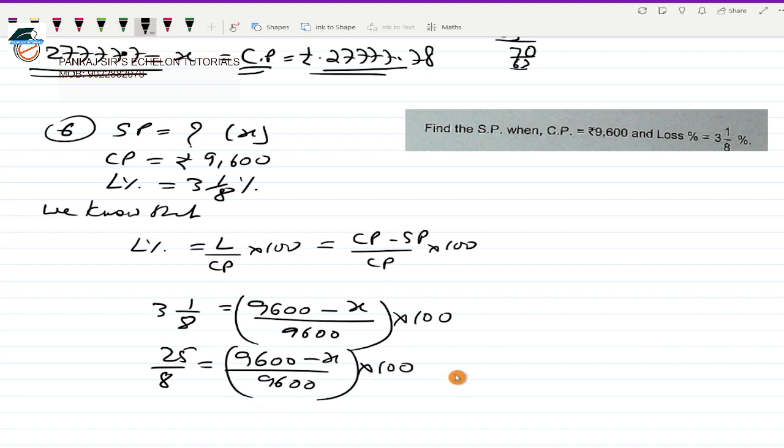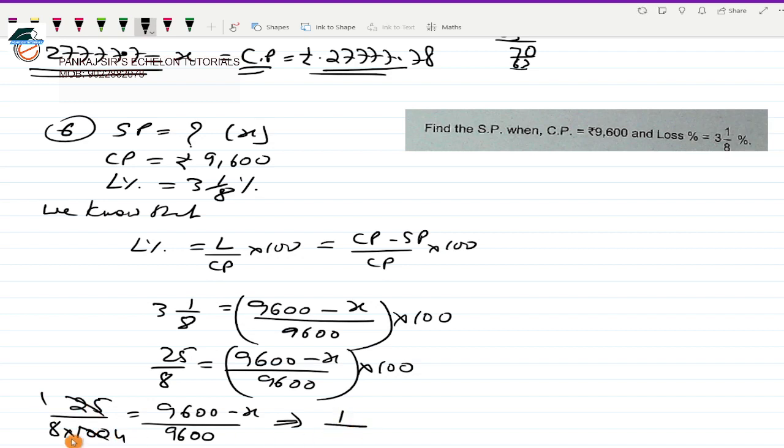Good. So far it's fine. Now what I'll do is this 100, I'm going to bring it on this side. So 25 upon 8 into 100 equal to 9,600 minus x upon 9,600. Okay. Now this will lead to 25 into 4 is 100, right? So this will give me 1 upon 8 4s are 32. On this side, I can do splitting. Splitting is what? 9,600 upon 9,600, that is 1, minus x upon 9,600. Okay, I hope you understood this step.